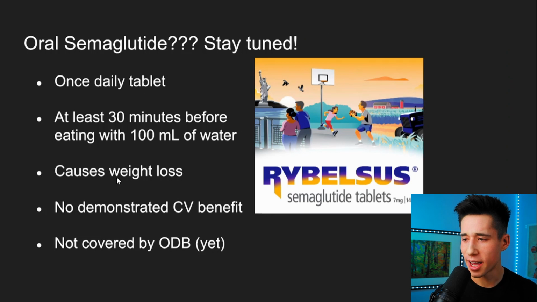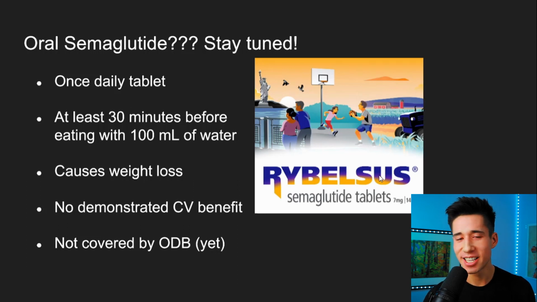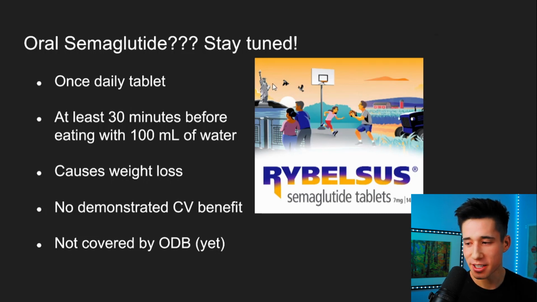Oral semaglutide, what the heck? So this is a recent development in diabetes medication, oral semaglutide called Rybelsus. That's what it looks like. And this one is a pill that you take. So it is a GLP-1 receptor agonist, like I said, almost always given by injection. Oral semaglutide, they figured it out. They figured out how to turn it into an oral dosing form. Unfortunately, it has pretty specific administration requirements. So you got to take it 30 minutes before eating with exactly 100 milliliters of water. You can't have it with 200 mils. You can't have it with 50 mils.